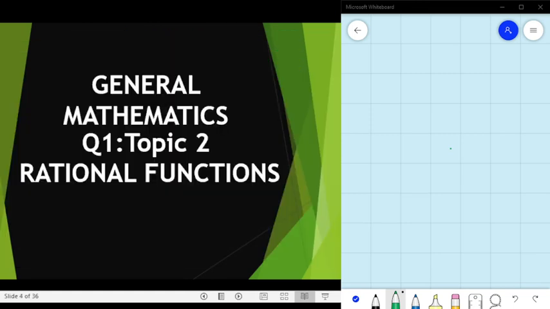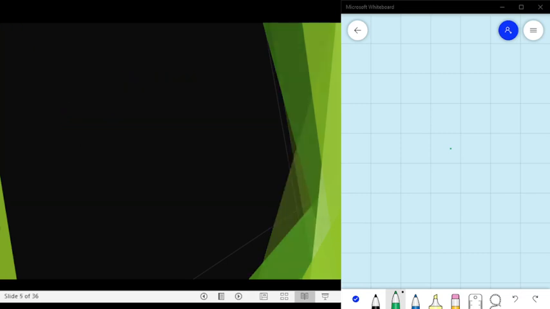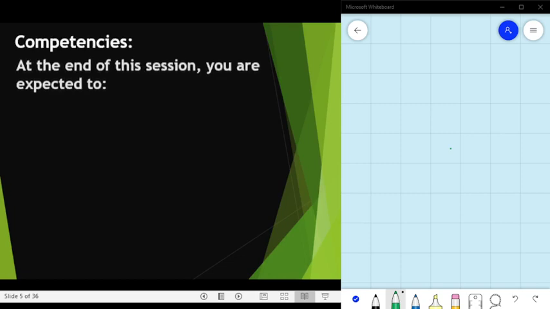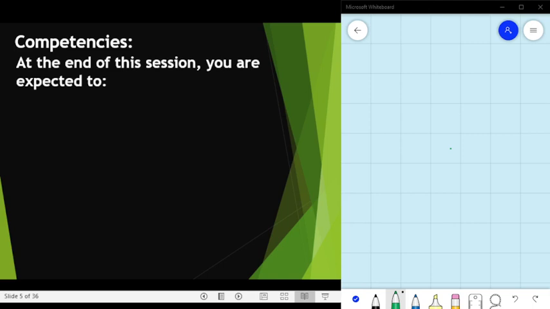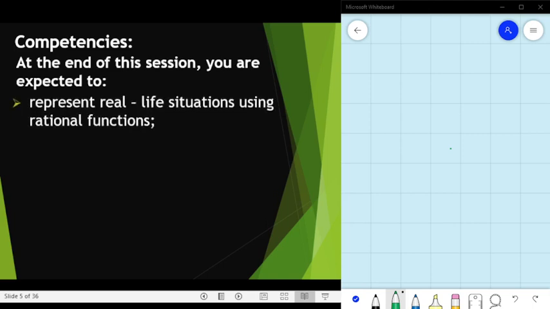We are now in quarter 1, topic 2, which talks about rational functions. The competencies. At the end of this session, you are expected to represent real life situations using rational functions.